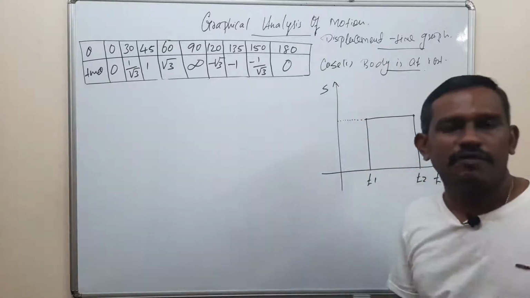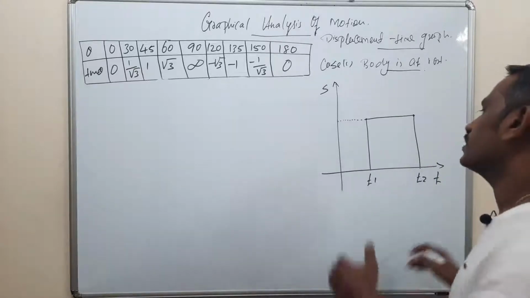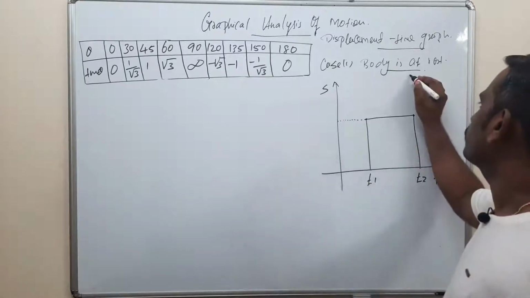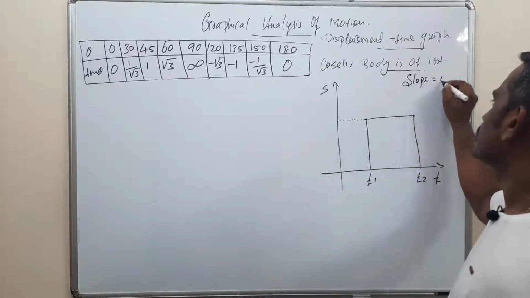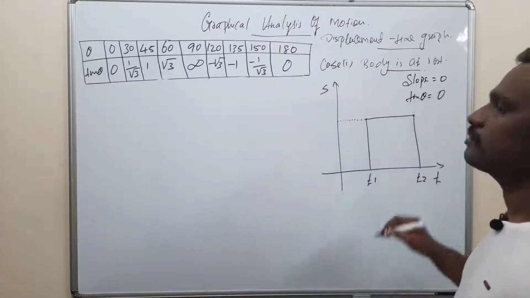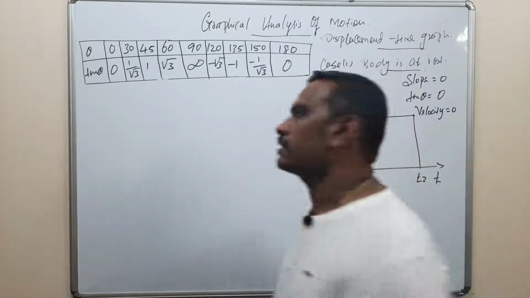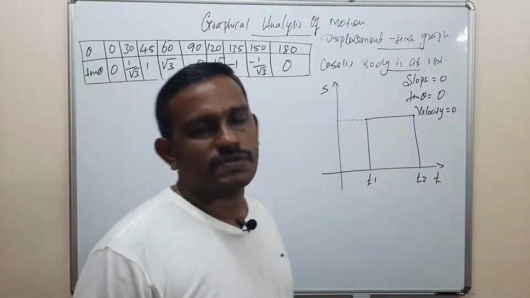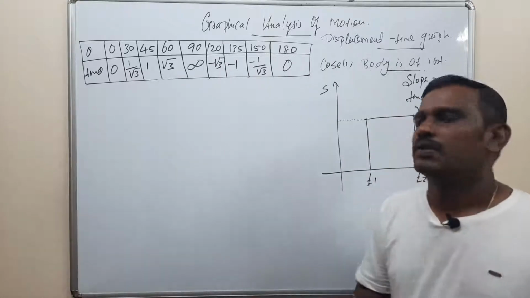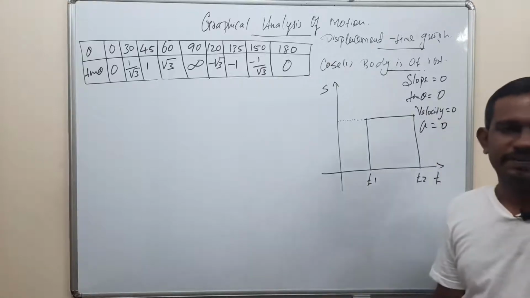So what is velocity? Velocity is nothing but the slope of the displacement time graph. So what is the slope of this curve? The graph is parallel to the x-axis, so slope is equal to 0. So tan theta is equal to 0, so velocity is equal to 0. The body is at rest, meaning the body is not changing its position, so velocity is 0. So what about the acceleration? Acceleration is also 0. That is case 1.